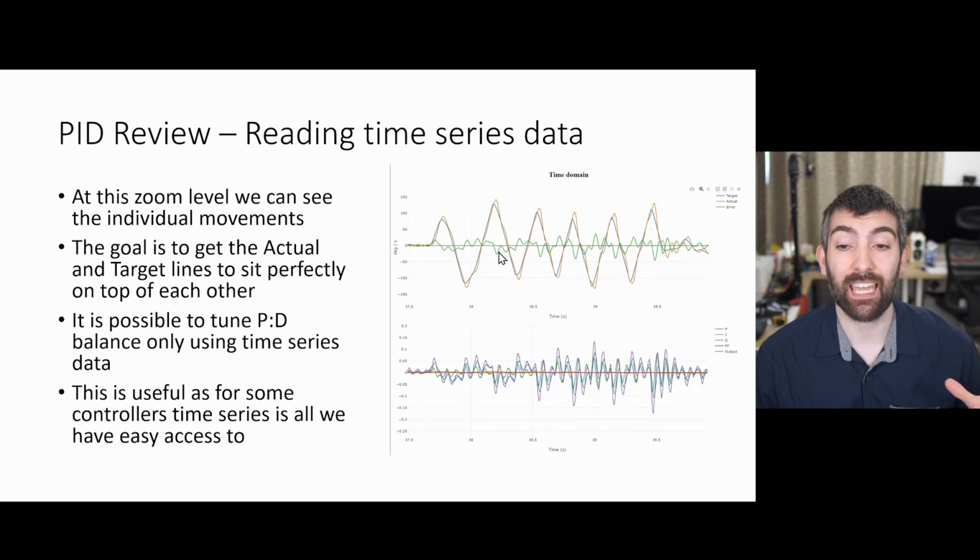The goal is to get the actual to sit directly on top of the target, and that's what we're going to be trying to do as we go through our PID tuning process. It is possible to tune PD balance, and in fact to tune all the PIDs, using only time series data. It's useful to learn how to do this because for some controllers, like the throttle controller, we will only ever have access to time series data. We're not going to be able to get step responses or anything like that because the tooling doesn't really exist for it. So if you can learn to tune using just time series data, that's great, although we will also be using the step response as well.